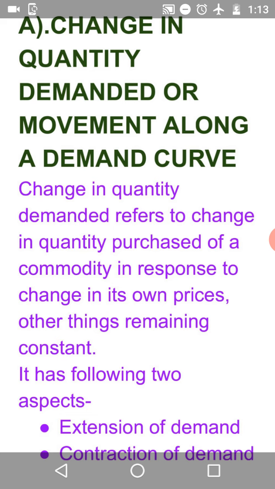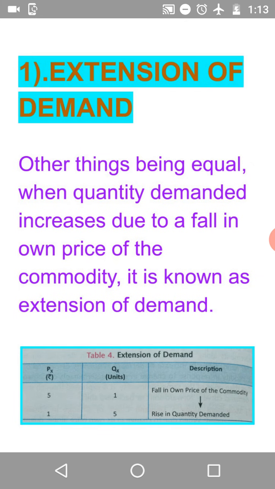If we talk further about the change in quantity demanded, or the movement along the demand curve, there are two aspects of change in demand. The first one is the extension of demand, and the second one is the contraction of demand. Let us discuss what extension and contraction of demand are. The very first subtopic is extension of demand.